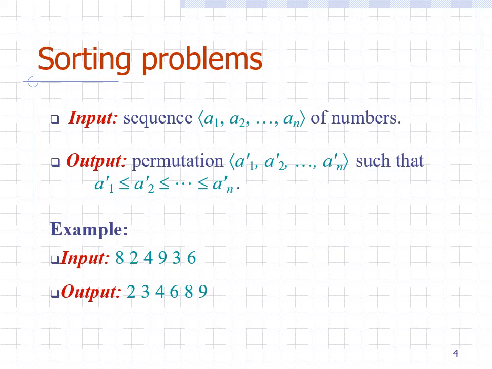Now let's take a practical example of sorting problems. The sorting algorithm for the problem takes a sequence of numbers as input and produces a permutation of the sequence as output, where elements are arranged in increasing order. For example, the input sequence is 5, 2, 4, 9, 3, 8. Then the sorting algorithm converts the input sequence to an increasing sequence of 2, 3, 4, 5, 8, 9 as output.